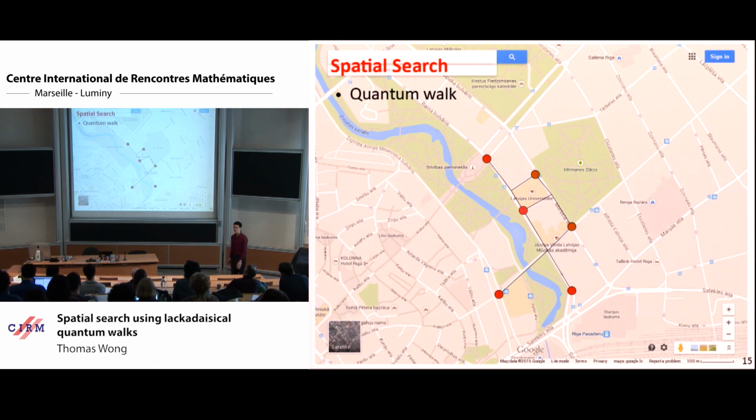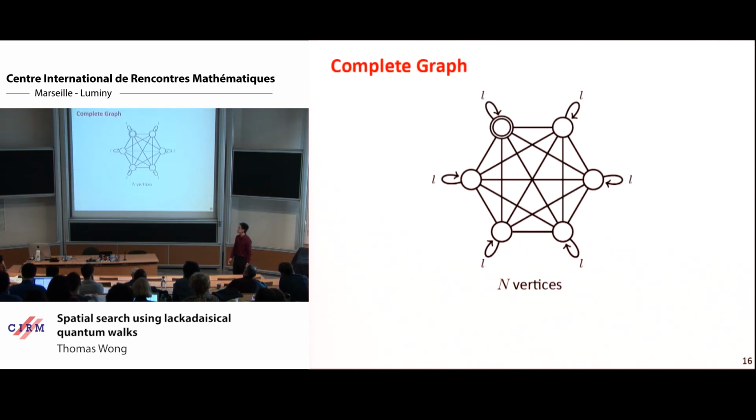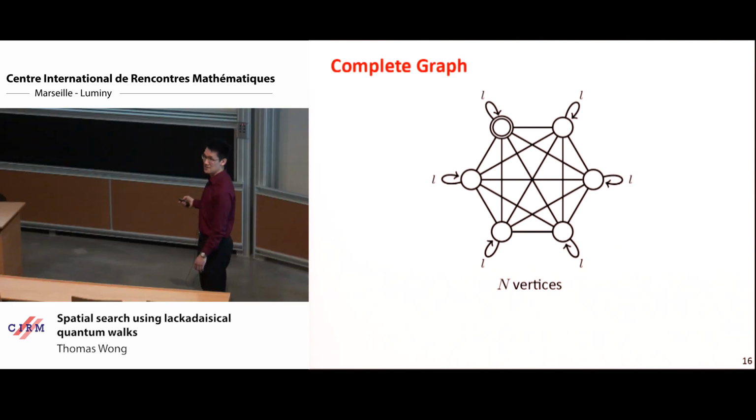Okay, so let's get to the particulars of it and how fast these algorithms can be, starting with the complete graph. This corresponds to Grover's algorithm. Here's an example of a complete graph with 6 vertices. In general, we'll have n vertices. And it's a lackadaisical quantum walk. We have a self loop of weight L everywhere. And let's say that's the marked vertex indicated by a double circle. But the idea is that you don't know that. You're trying to find it.